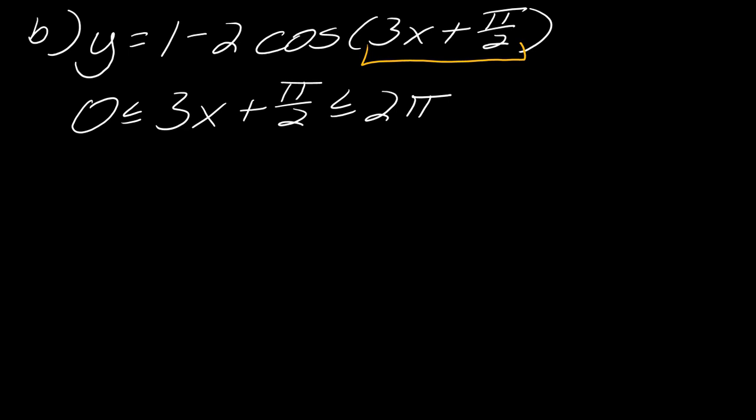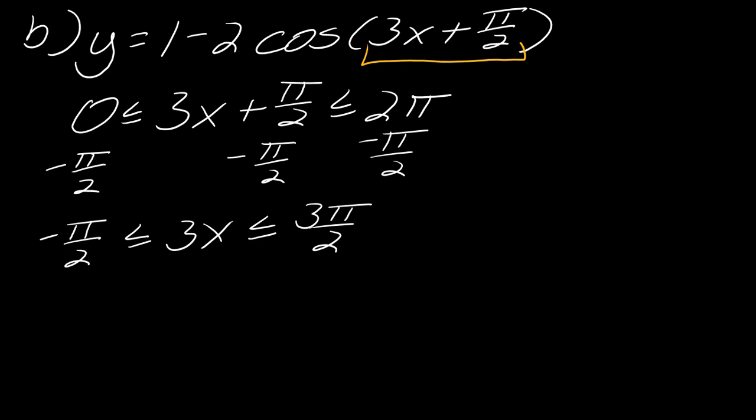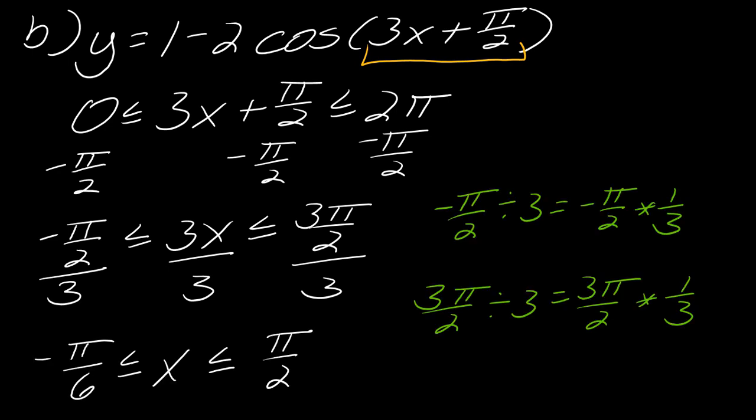Okay, to solve for x, the first thing I want to do is subtract pi over 2 from all sides, like you see here. Now I have this inequality, and I'm not done solving for x, right? This is 3x. So the other thing I need to do is divide all sides by 3. Dividing all sides by 3 might be a little confusing, so you might want to write out the division. What I mean by that is, negative pi over 2 divided by 3.